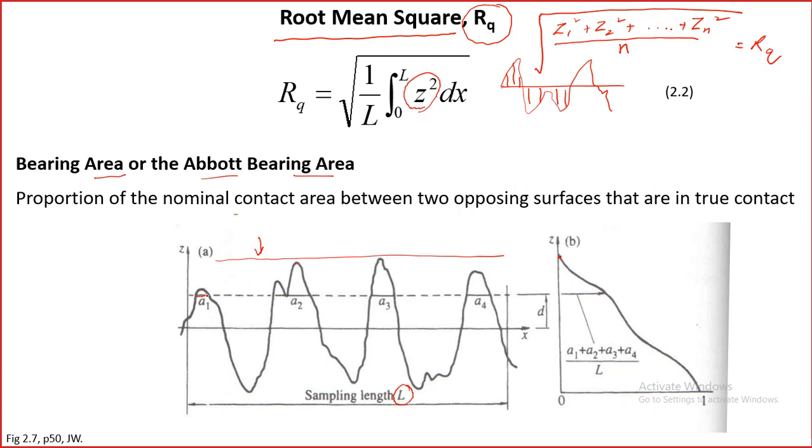For example, here when we draw a line, we get all the intercepts on the asperities: A1, A2, A3, A4. We take the sum of that divided by L, which is the sampling length, and that gives us the ratio. So this is the bearing area ratio. Although this is linear, this is for the length, if the surface is isotropic in nature, this is very close to the area. So area will be something like this for each asperity.